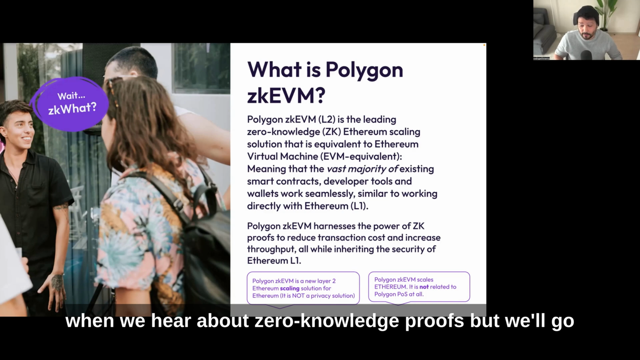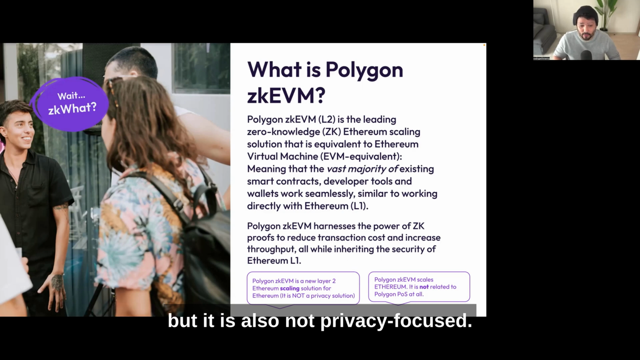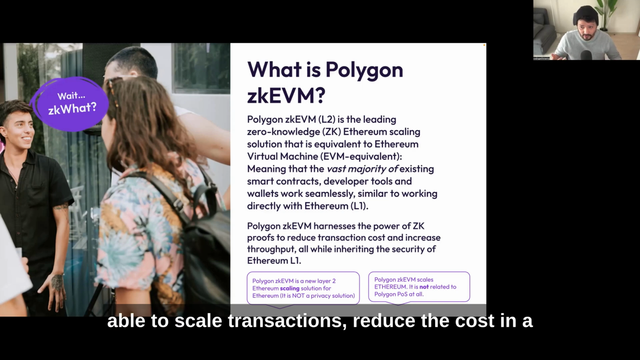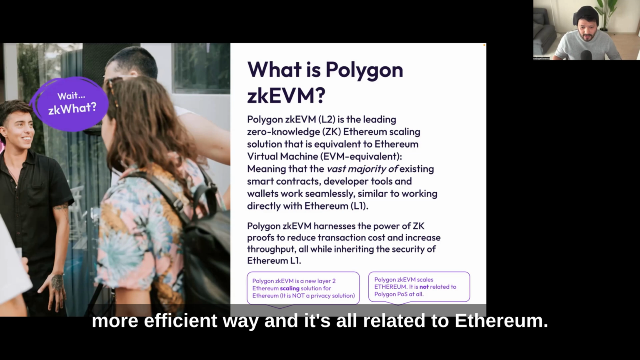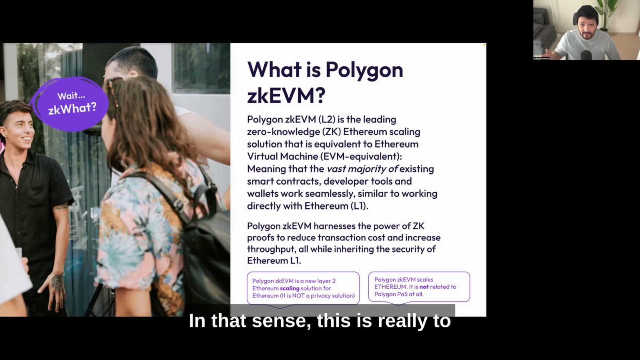When we hear about zero knowledge proofs, we should note that Polygon zkEVM is a layer 2 solution, but it is not privacy focused. So it's not a privacy chain. It is just a way for us to scale transactions and reduce the costs in a more efficient way. And it's all related to Ethereum. It doesn't relate to Polygon POS, the other chain. This is really to be able to scale Ethereum itself.